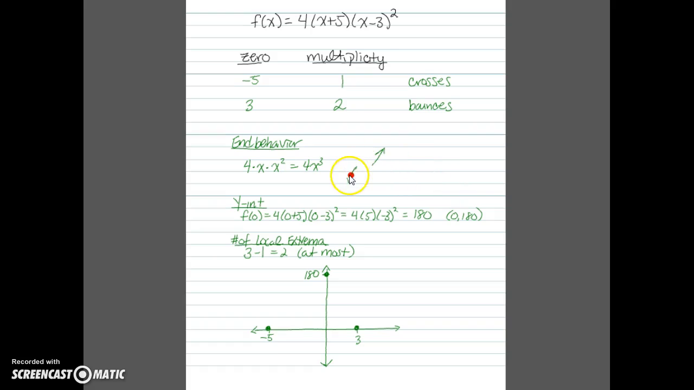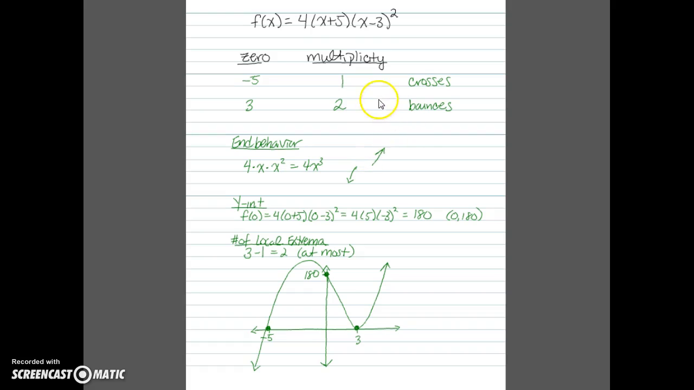Now I also know about my end behavior, so this graph is going to start from the bottom and come up. It's passing through at -5 because it crosses. It goes up at some point. It's going to hit this y-intercept. It's going to come down, bounce at 3 because 3 has a multiplicity of 2, and then it's going to turn around and go back up.